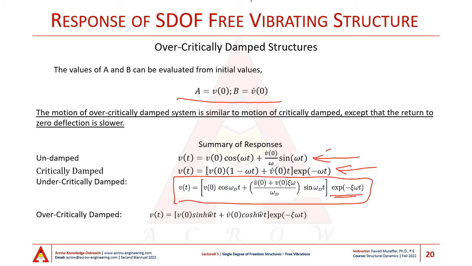The equation of motion of an overcritically damped system is given by this equation. It's rarely encountered. I have yet to encounter a system that was overcritically damped in my career. So with this, we end our lecture number 3, and we have successfully gone through all of the derivations of equations of motion.